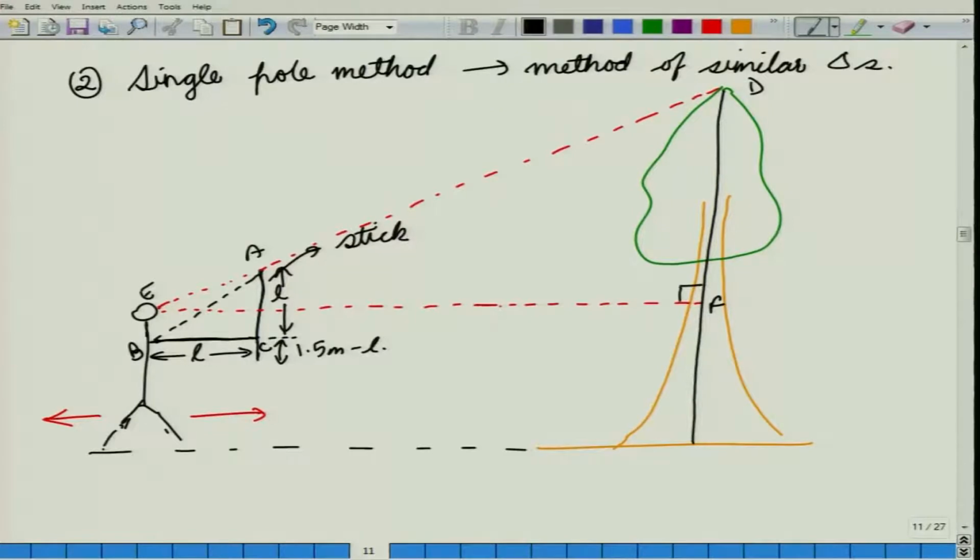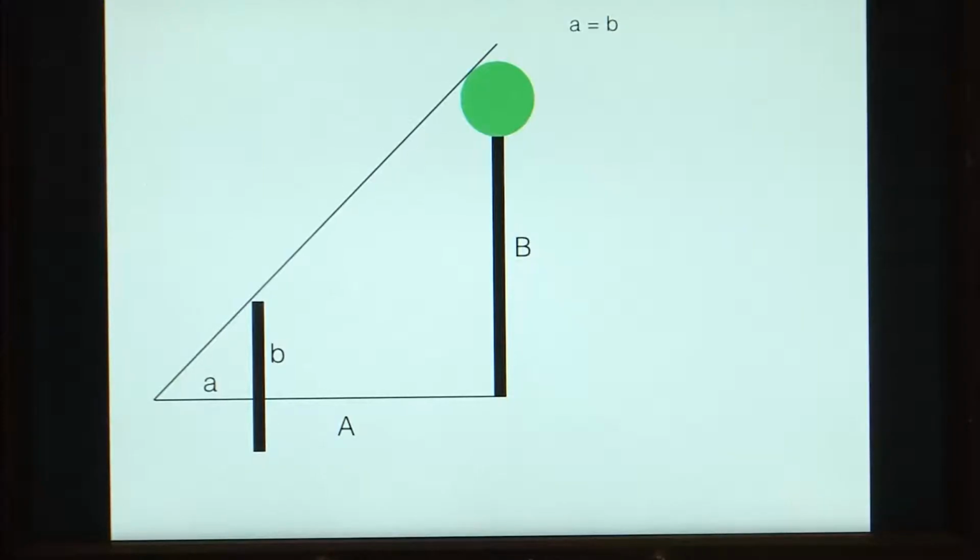Now, because this length is a small length, we can consider that in these two triangles this angle is equal to this angle. Both these angles are 90 degrees, and this angle is equal to this angle. So, which would make both these triangles similar. So, now looking at the slide now.